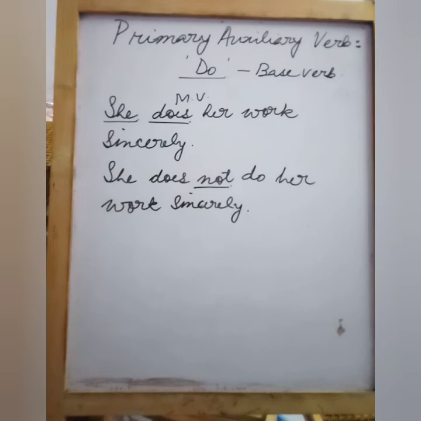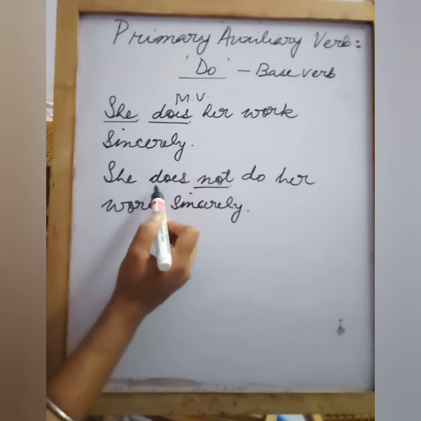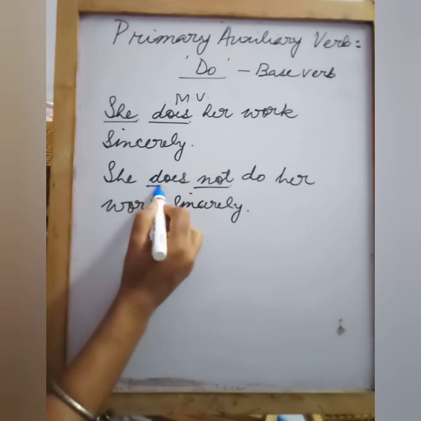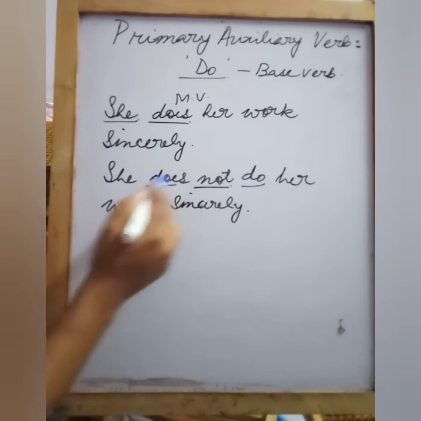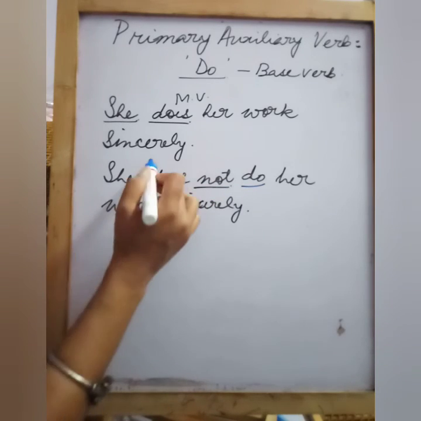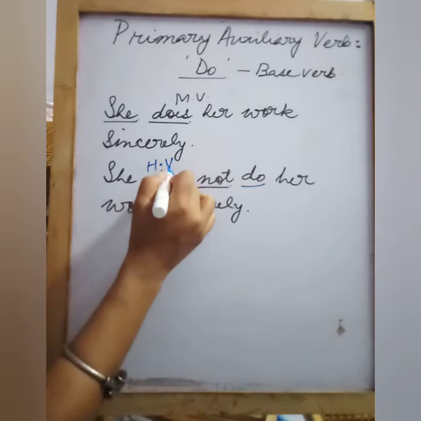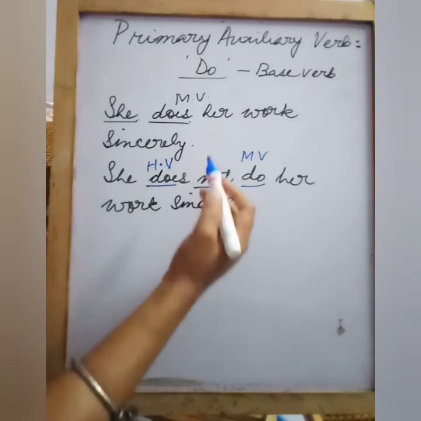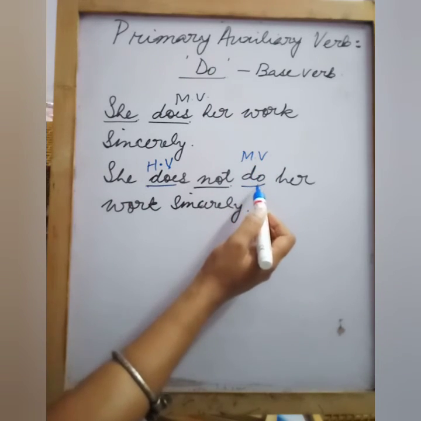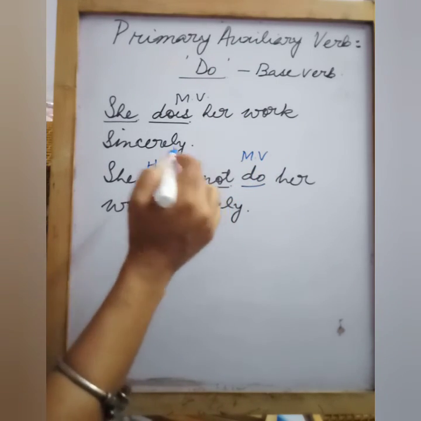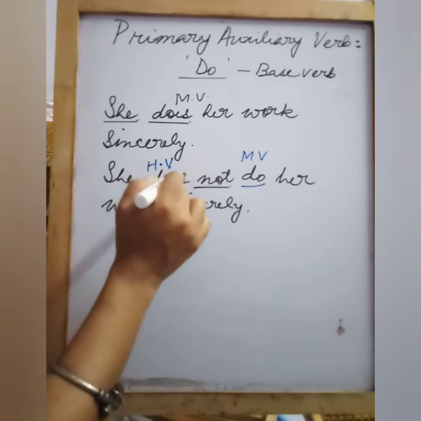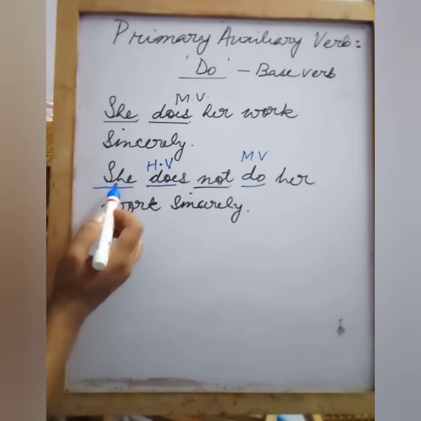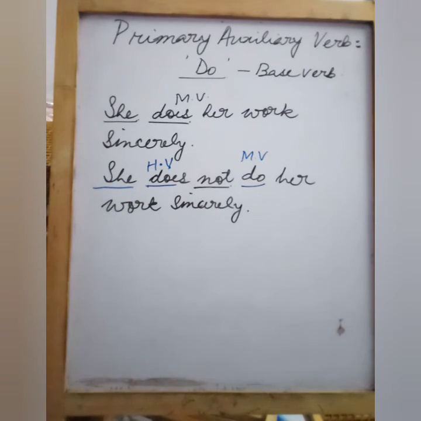Now see, one interesting thing is that the form of do, I'll mark it with a blue pen. Does and do, both are used here in one sentence, isn't it? This is the helping verb and this is the main verb. See how interesting? So both do itself as the main verb and does as the helping verb are used in a sentence to show the negative form. She is the third person singular, isn't it? So she does not do her work sincerely.